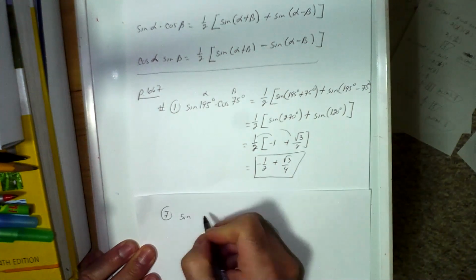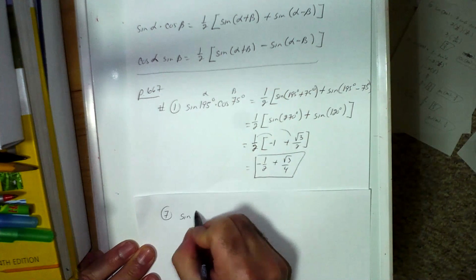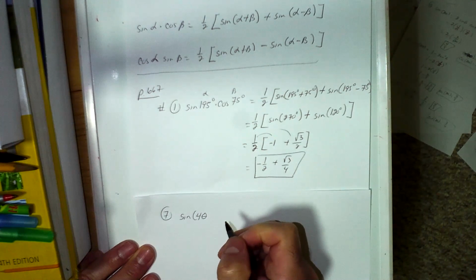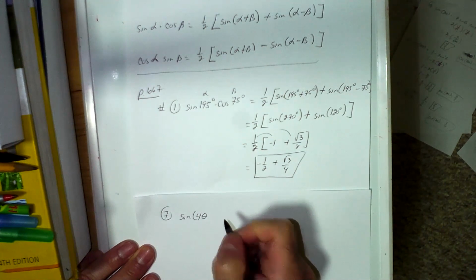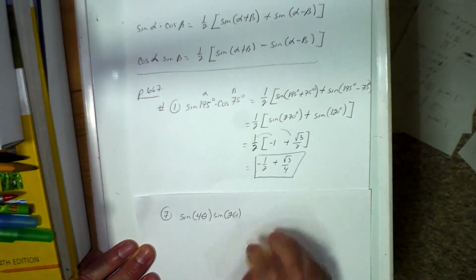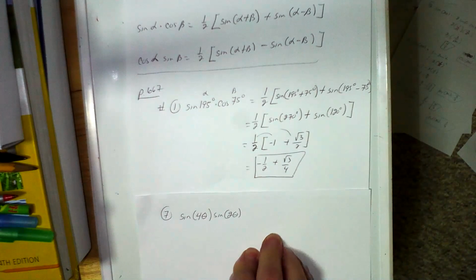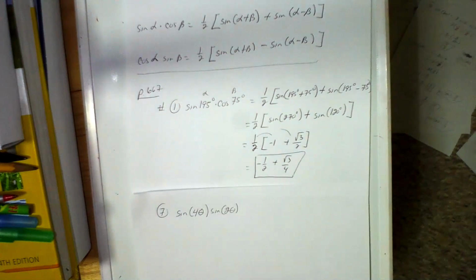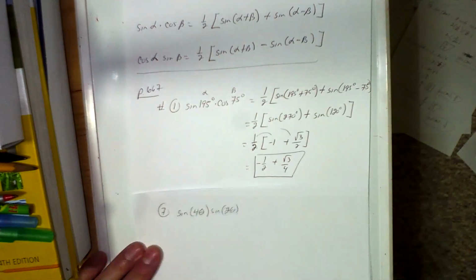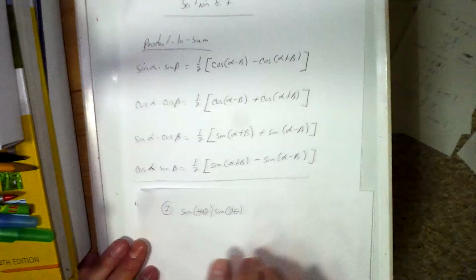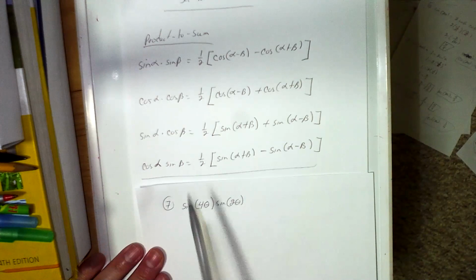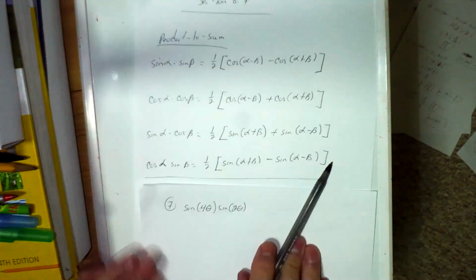sine of 4 theta, it's not 40, it's 4 theta, times sine 2 theta. Okay. So these are thetas, not 40 and 20, right? So I'm going to look at my formula and match it. This sine times sine product is going to match the first formula. So I'm going to plug it in.